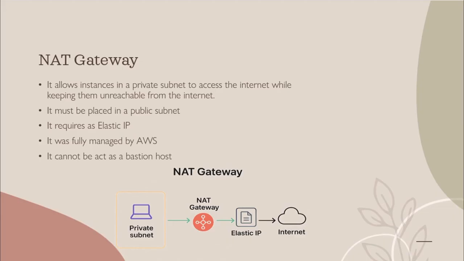This is because the private subnets have no public IP. So if that private subnet wants to access the internet, it will use the NAT gateway, and that NAT gateway must be placed in the public subnet, and it must contain the elastic IP so that it is able to communicate over the internet. And it cannot act as a jump server, which means by logging into the NAT gateway, we can't reach the internet.